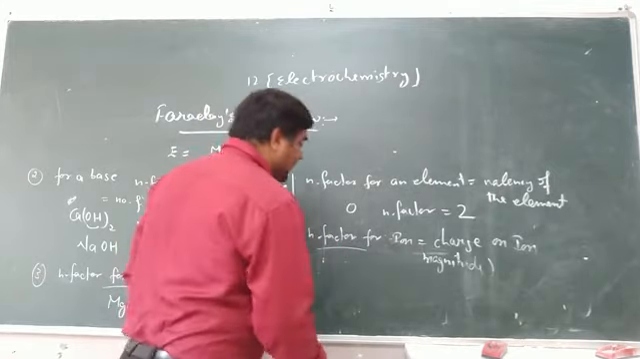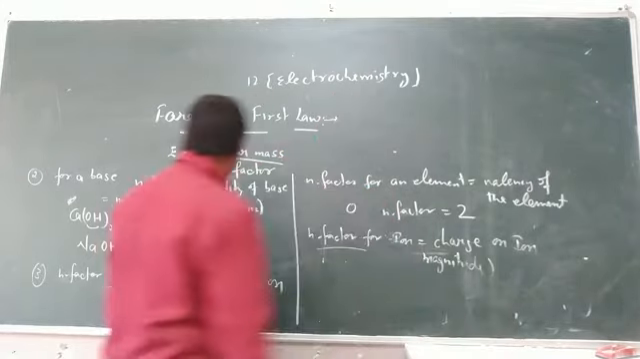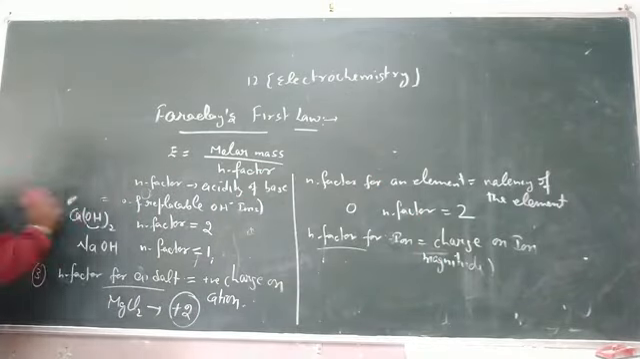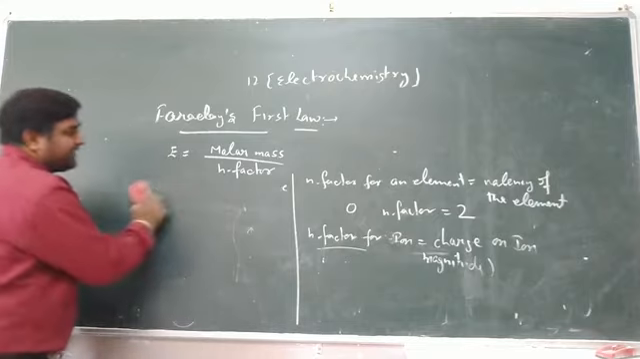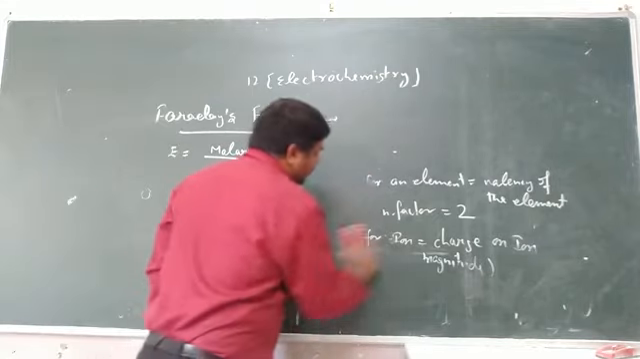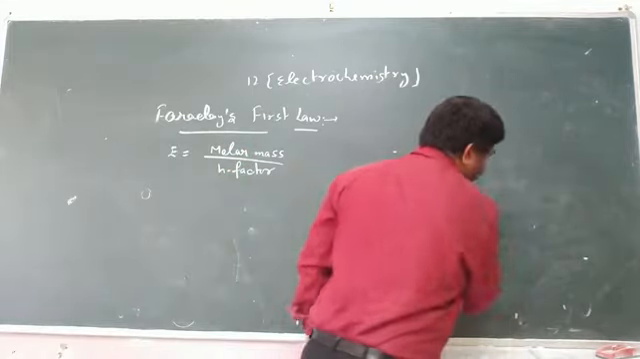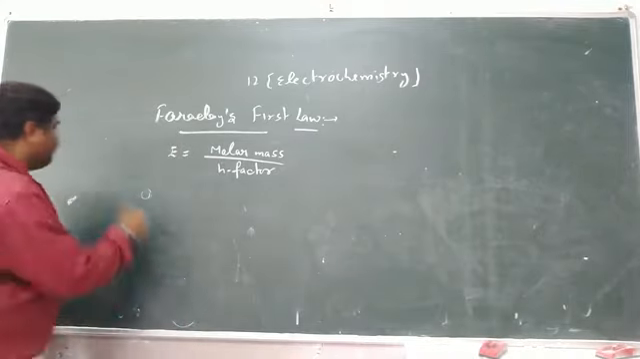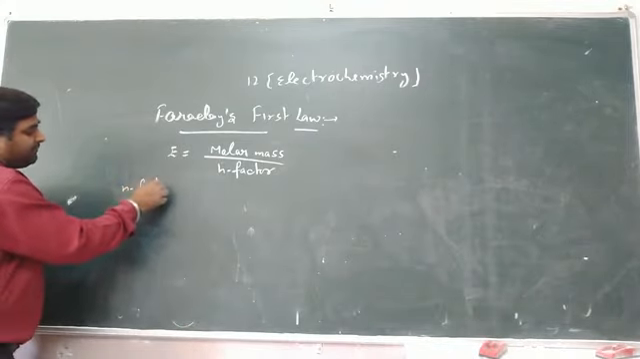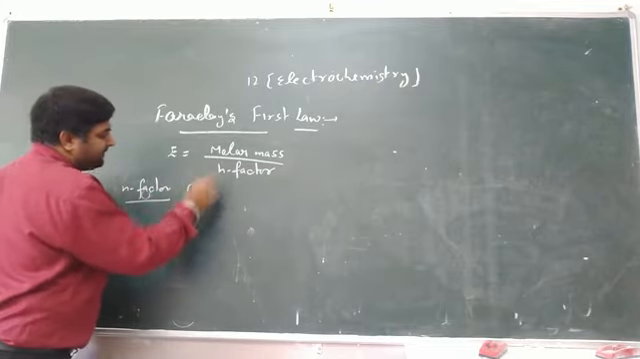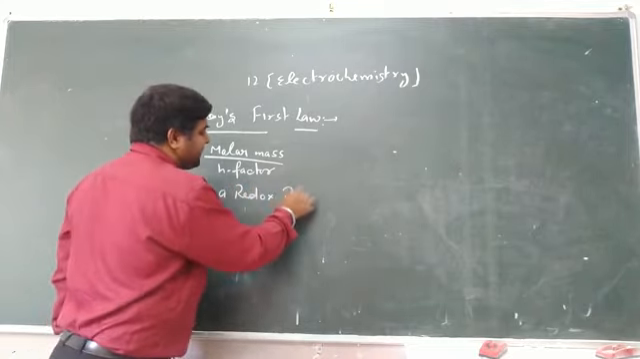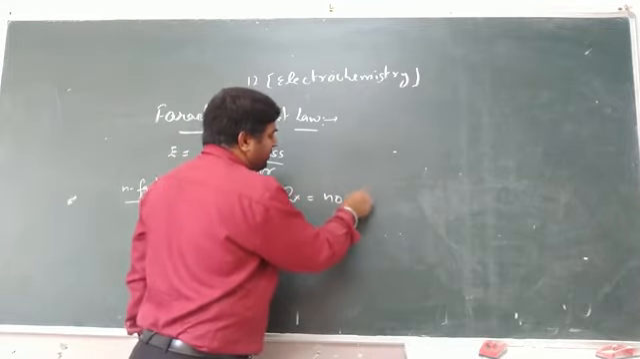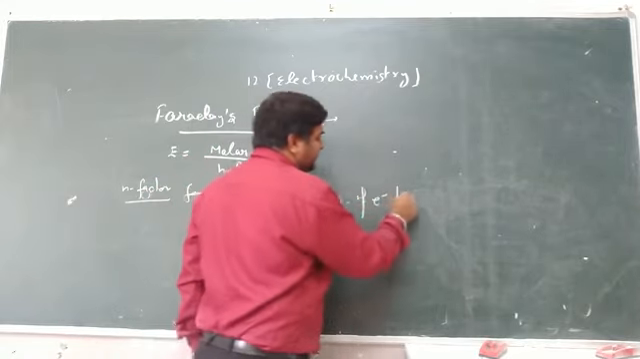Now the last one is n factor for a redox reaction, that means the reaction in which oxidation and reduction take place. n factor for a redox reaction is equal to the number of electrons transferred.